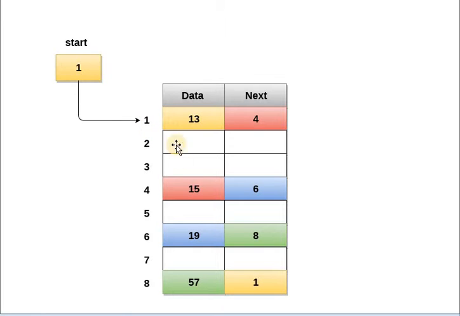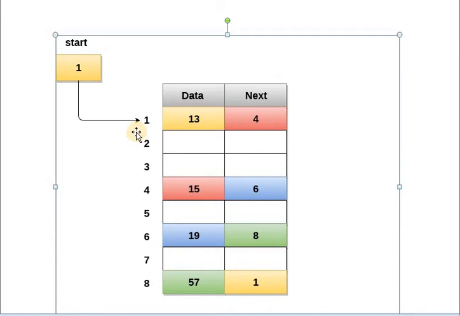See here, 1 is the address and 13 is the data. 4 contains the address of the next node. At 4, 15 is the data and 6 contains the address of the next node. At 6, what is the data? 19, and 8 contains the address of the next node. And see here, this one is the address of the first node. This is what a circular linked list is.